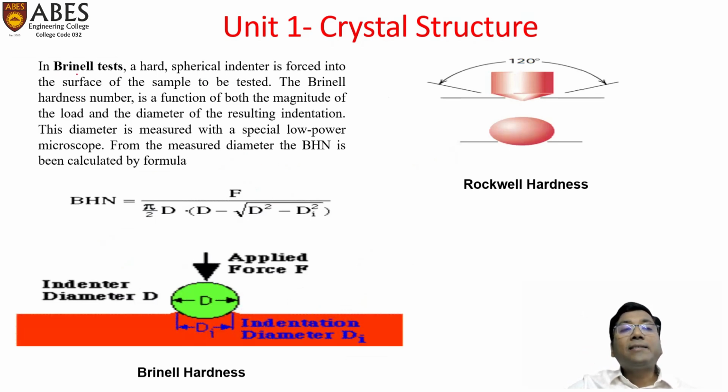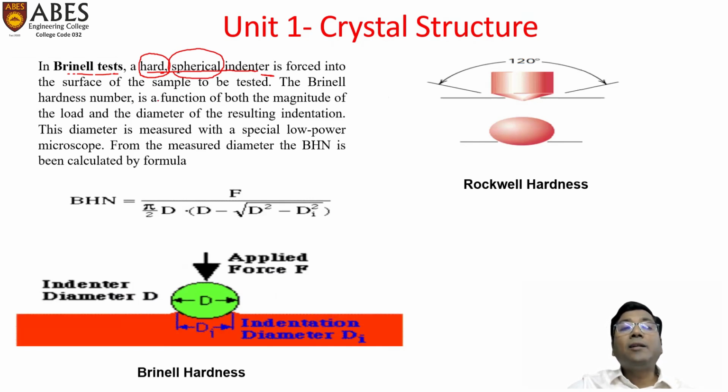Coming on to the Brinell test, the Brinell hardness test. Here a hard spherical indenter, not pyramidal, is forced into the surface of the sample to be tested. Here the indenter's geometry is spherical rather than pyramidal. And it is also a hard material, otherwise the penetration would not have been achieved.